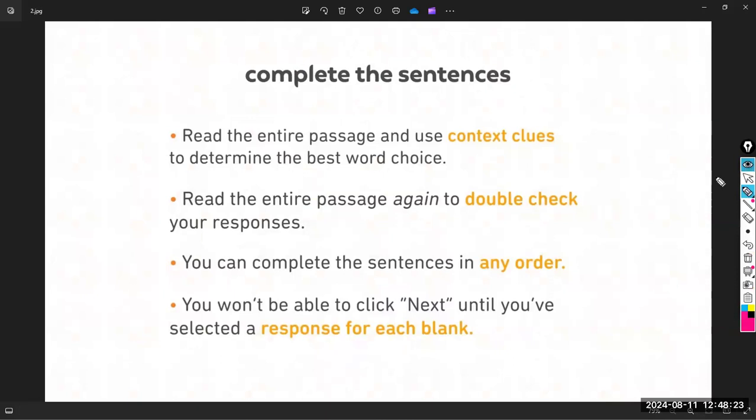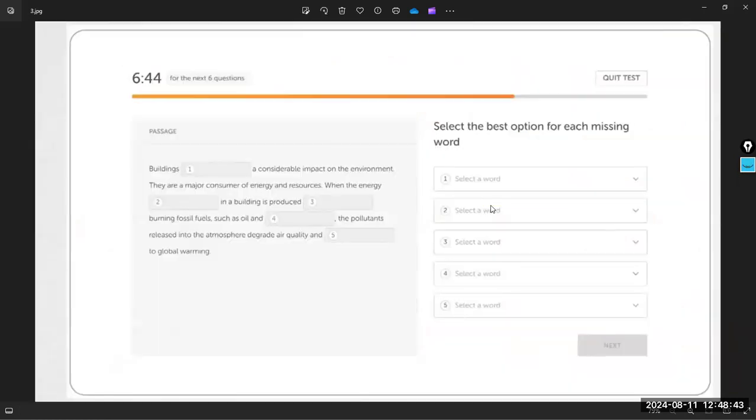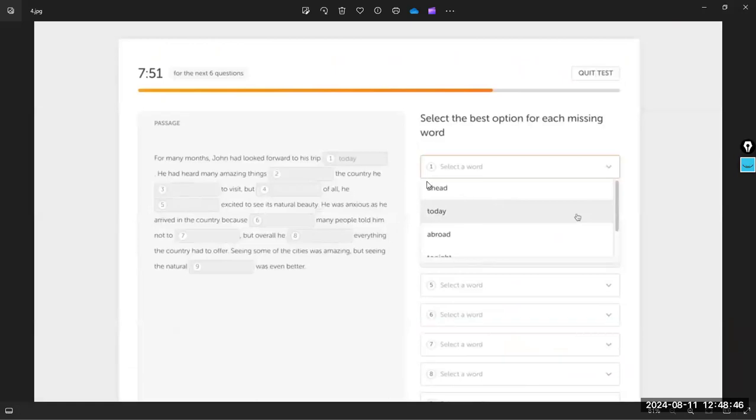So this is it. Just to recap, I have to use context clues, I have to double check, and I can choose the words in any order. And please, remember you will not be able to press next until you fully select all the words. So this is the first blank, for example. So I can here try to choose the word, and notice that when I choose the word, it is going to appear in the blank. So I have to do the same with all the blanks that I have in the module.